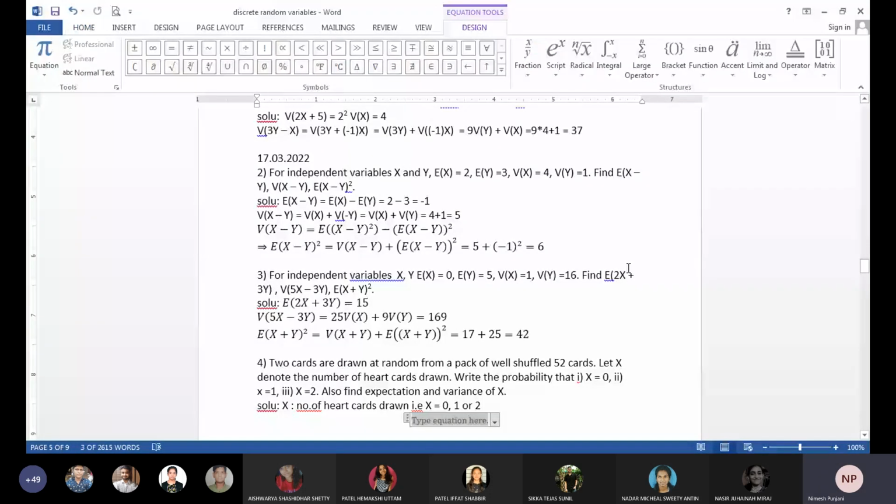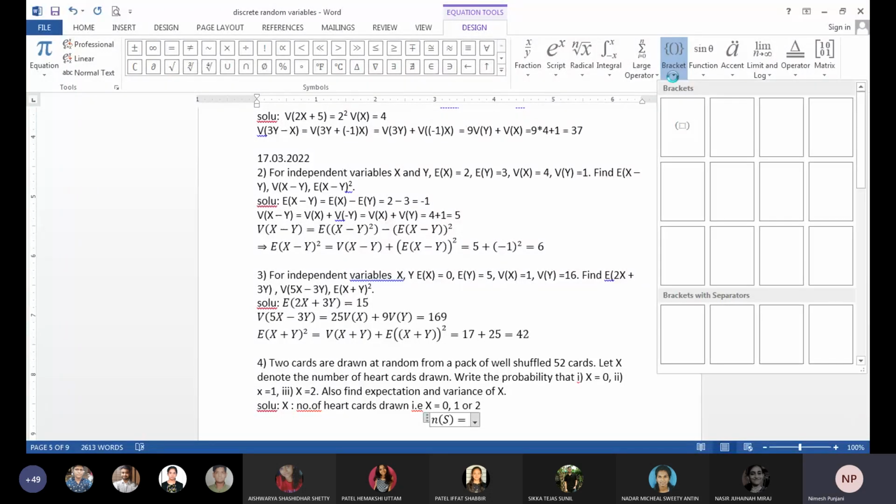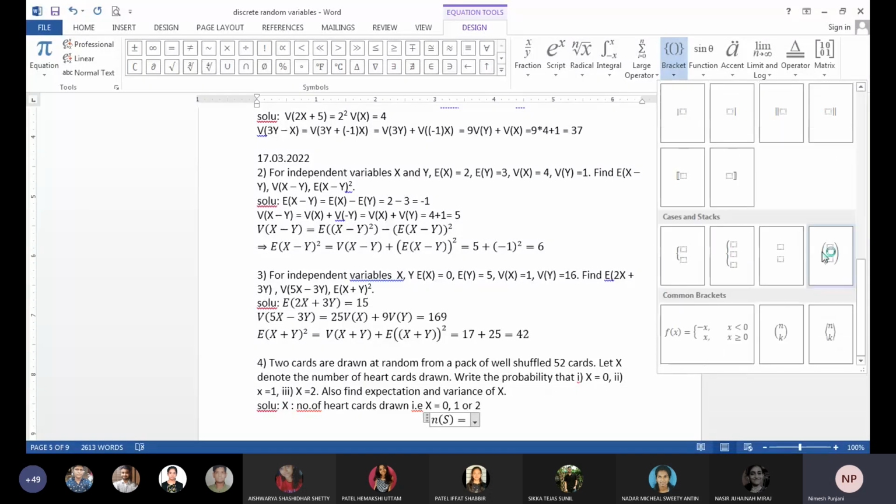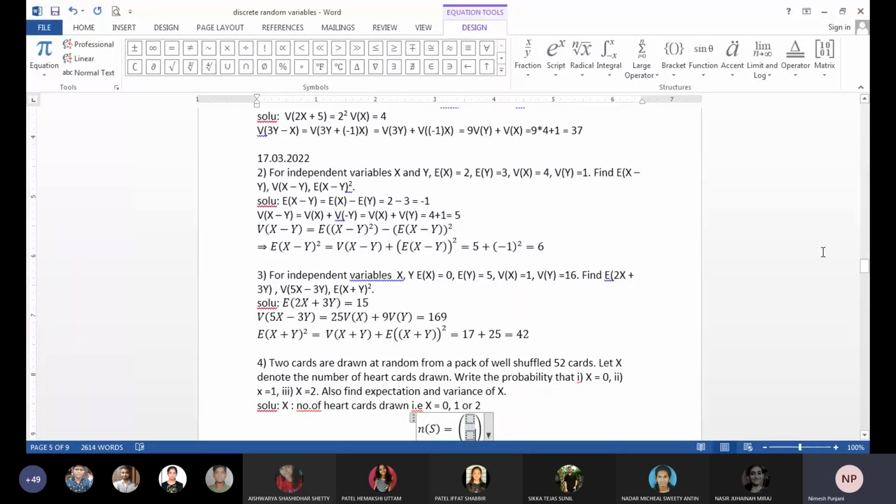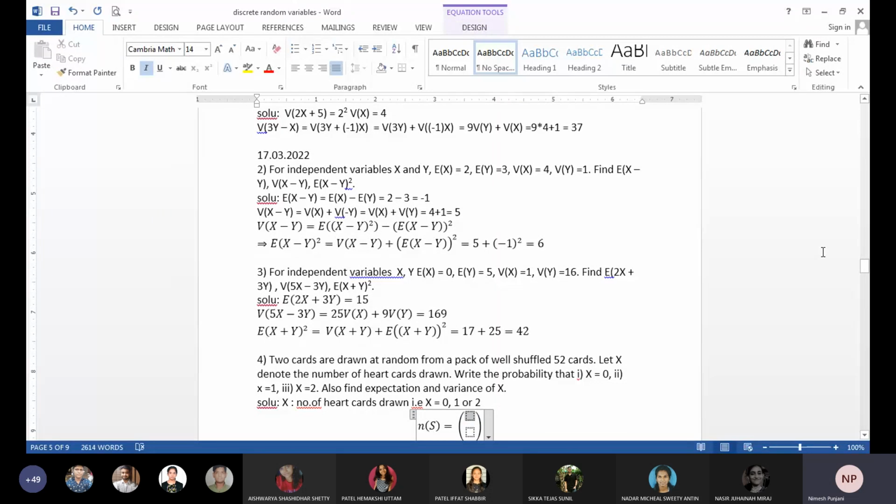What would be n of S? Here you are selecting 2 cards from a pack of 52 cards. So your n of S will be 52C2, because 2 cards are drawn from the pack of 52 cards.